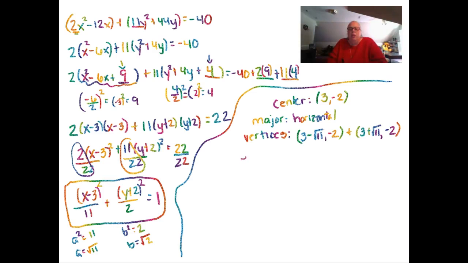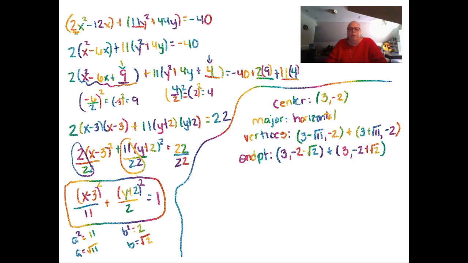All right, the endpoints. This is the b. It's going to get combined with the y-coordinate of my center. So the endpoints will be located at positive 3, negative 2 minus the square root of 2, and positive 3, negative 2 plus the square root of 2.